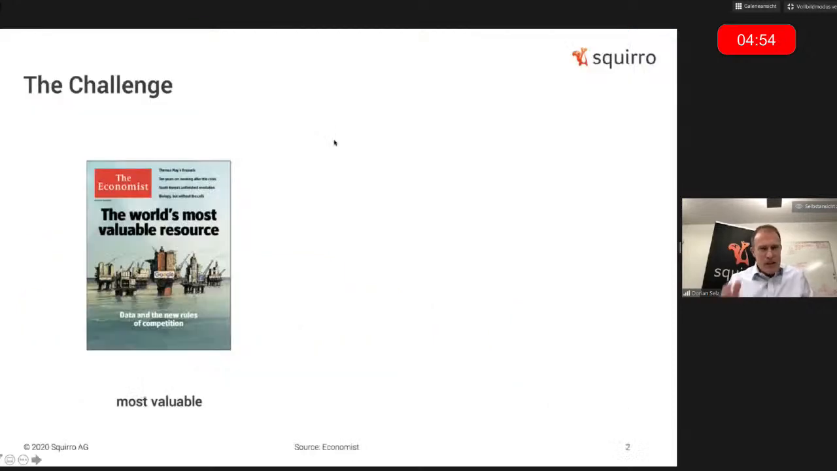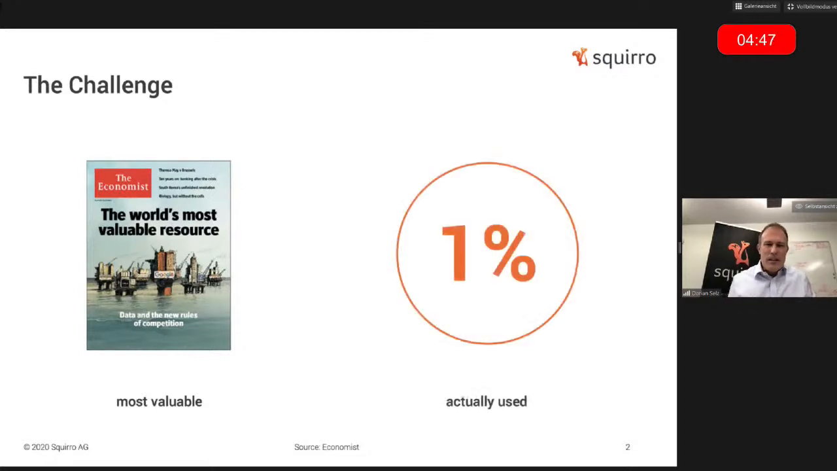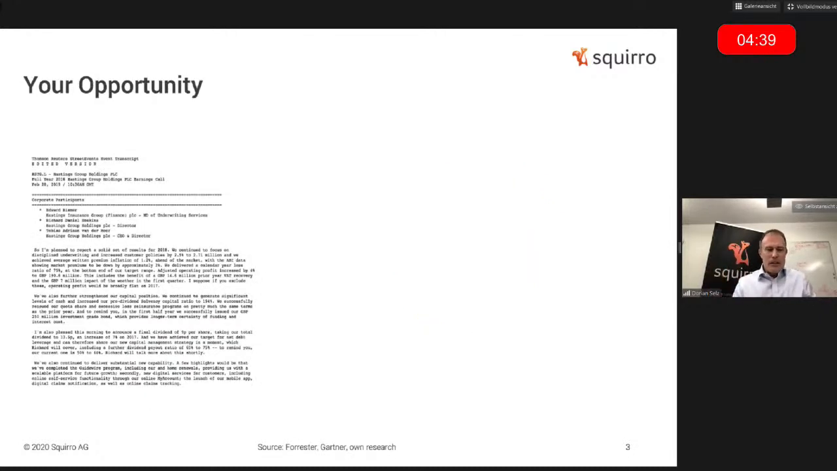The challenge is this. Most of you probably have seen that a few years ago, data was called the most valuable resource. The reality, though, is this: that is how little of the data is actually used. Now, the question is, why is that? We have heard a lot today already about unstructured data, but look at it.